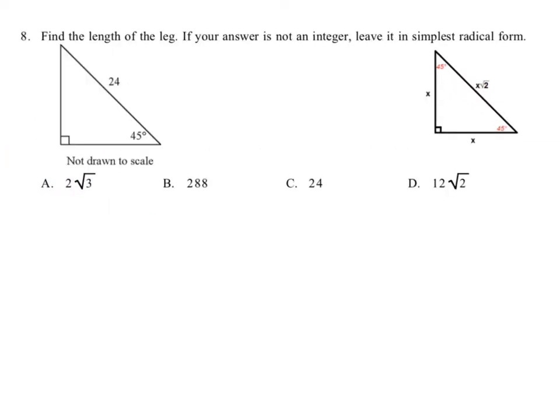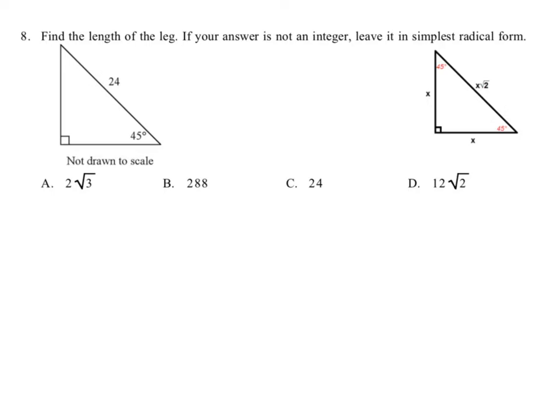Now for number 8, this could be a little bit trickier. Notice that for choice A, it says root 3. Root 3 is never going to play into the 45, 45, 90s. It might incidentally appear because of the numbers that we use, but you're not using it. You're probably not going to see it.